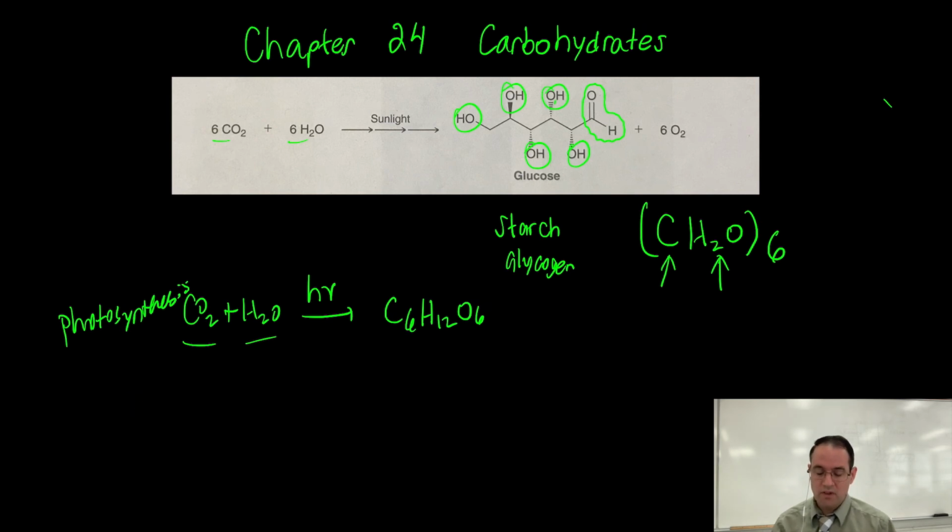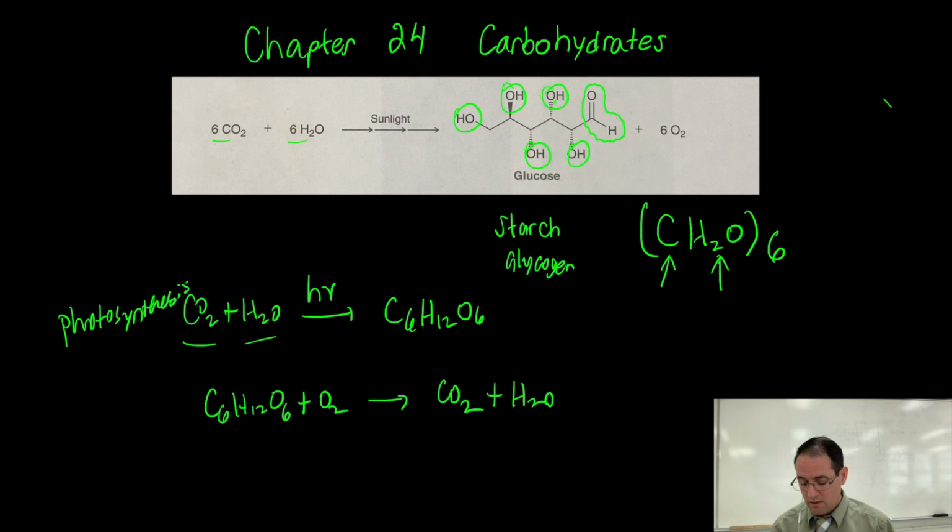But in animals, humans included, glucose is combined with oxygen to form carbon dioxide. Okay, we're breathing out carbon dioxide all the time. All those carbon atoms are coming from glucose molecules and water vapor. Okay, so this is how we get energy.